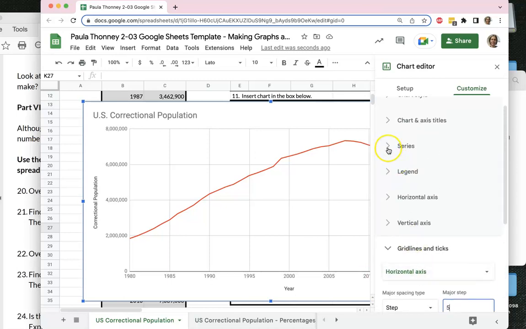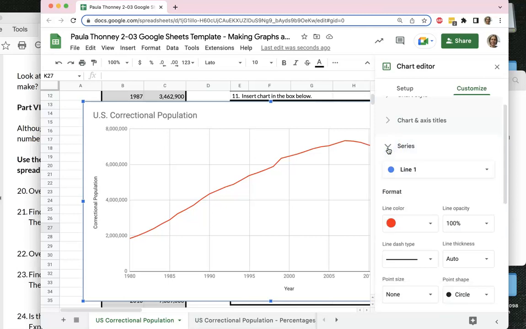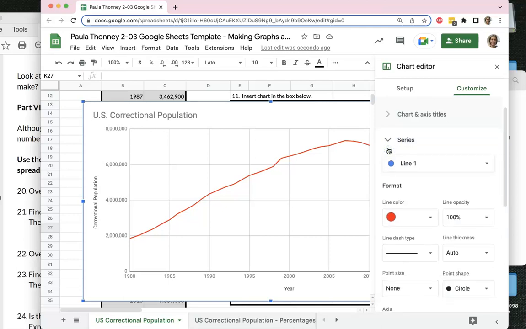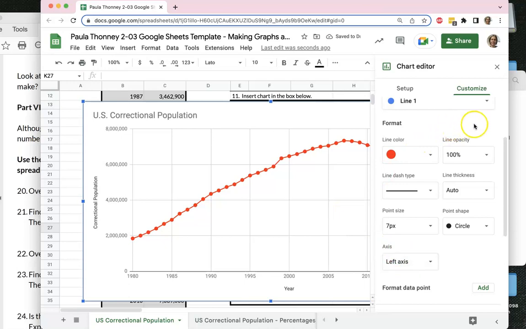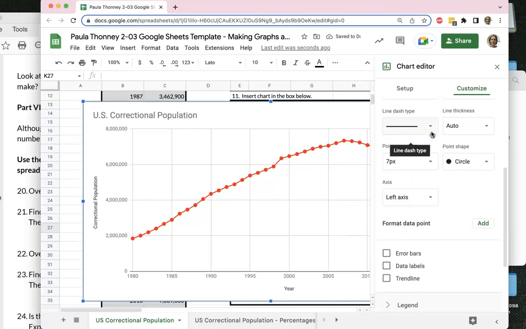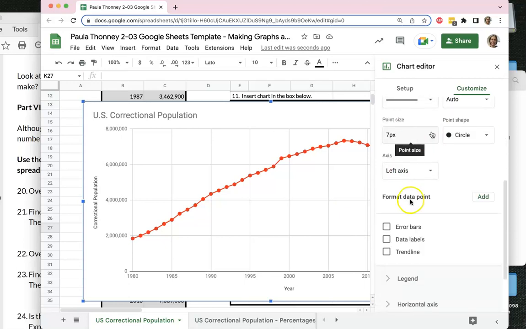And then one other thing that's kind of fun is back under Series, I can make my point show up. So that shows up the data points, and I can even make them a little bigger. So I kind of like that. I think there's more stuff you can mess around with if you like.